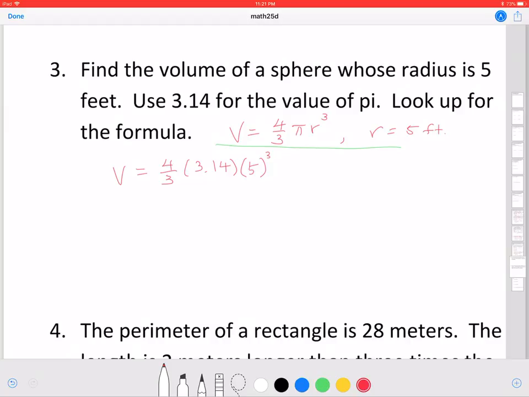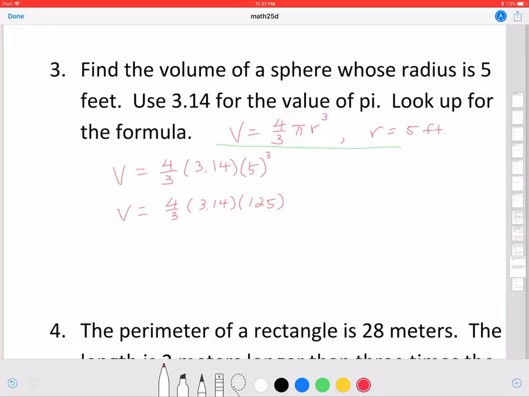Okay, and according to the order of operations, we have to cube the 5 first. So 4/3 times 3.14, and 5 cubed is 125. Okay, so punch that in the calculator, and be careful, do not turn the 4/3 into a decimal, because then you'll get a terminating decimal.